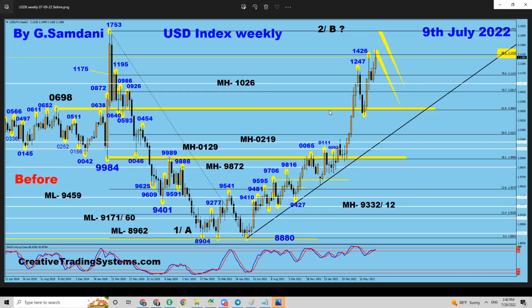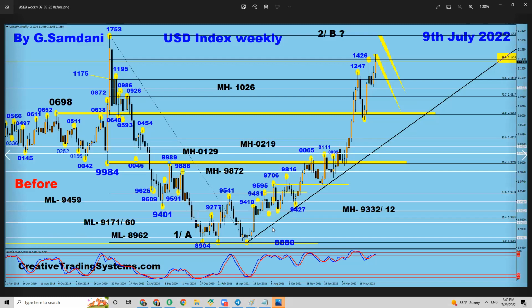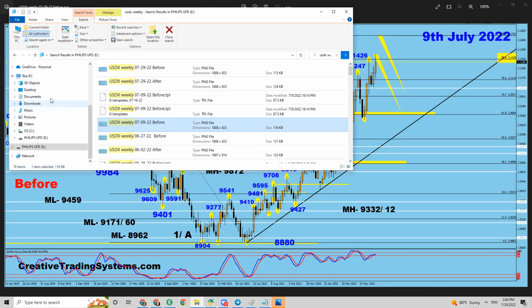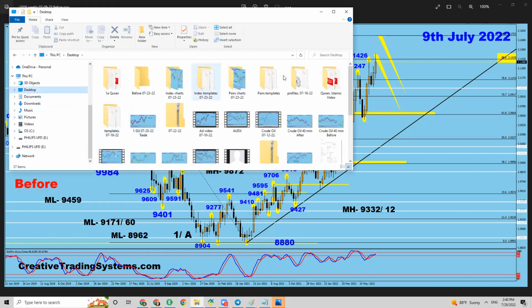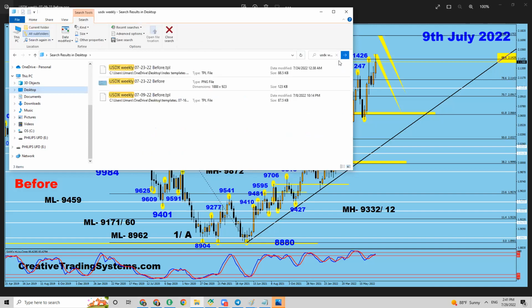But let me see this one. 7-9. That is supposed to go up here and then drop. The one on the 23rd I made. Where the heck did that one go? Let me see the desktop. It's probably going to be here. USD weekly. Okay, here.